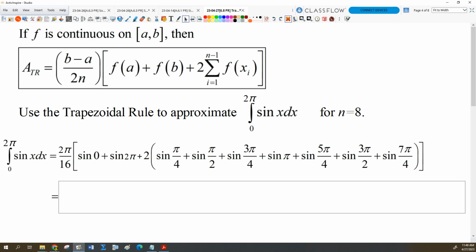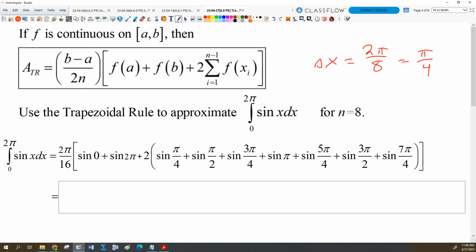Well, if we're going from 0 to 2 pi and n equals 8, then what is delta x? Delta x would just be 2 pi over 8, right? b minus a over n, which is just pi over 4, okay? So then I'm just going to add to this 2 times the quantity sine of pi fourths plus sine of 2/4 pi plus sine of 3/4 pi plus sine of 4/4 pi, etc., all the way up to 7/4 pi.